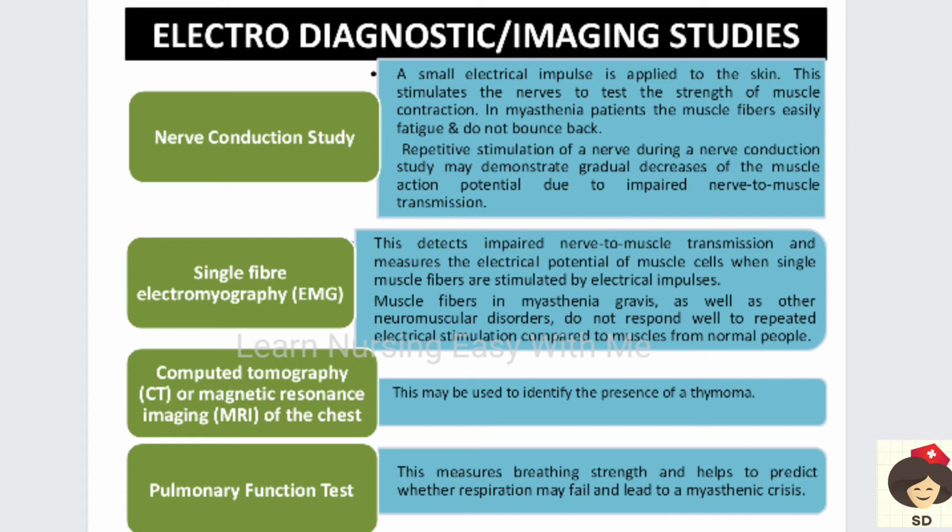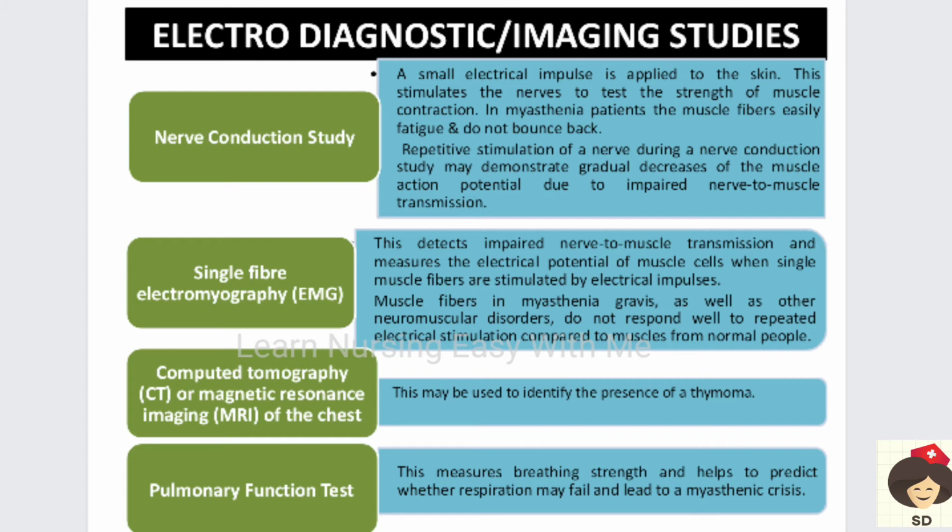You can also do a repetitive stimulation of the nerve. When we keep on stimulating the nerve, you can see a gradual decrease in the muscle function. Another test is single fiber electromyography. Here also electrodes are placed on a single nerve, and they will assess the muscle function. If the muscle fibers do not respond to the electrical stimulation, then we know it is myasthenia gravis, that is, the problem is in the muscles.